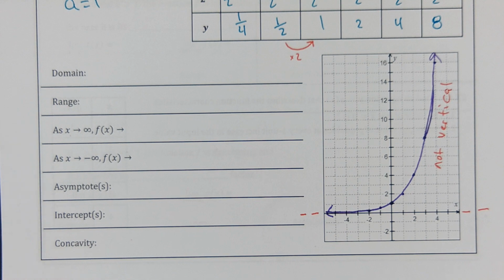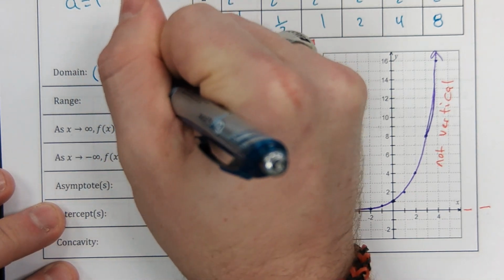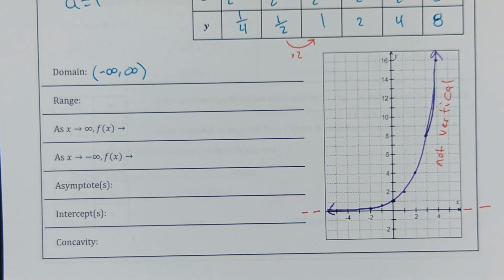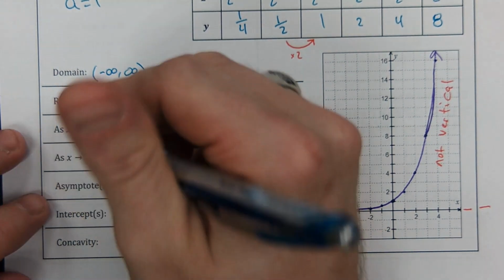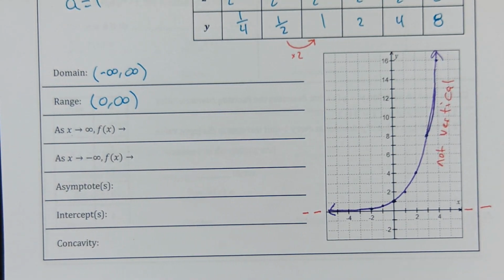So what was our domain? We've already said it. You plug in any number you want. Domain, all real numbers. But the range for this one is only positive values. So from 0 to infinity, not including 0.